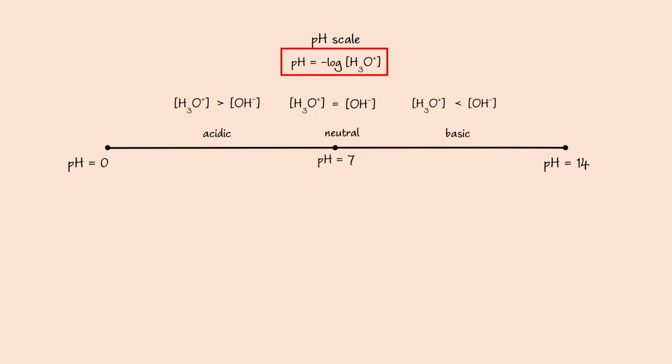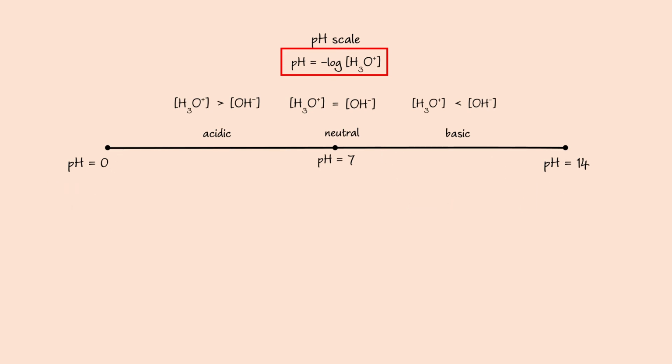For instance, a solution with pH of 2 has 10 times more hydronium ions than a solution with pH of 3. Another example is a solution with pH of 2 has 100 times more hydronium ions than a solution with pH of 4. Some common liquids and their pH include the following. Lemon juice has a pH of 2, blood has a pH of 7.4, and bleach has a pH of 12.6.